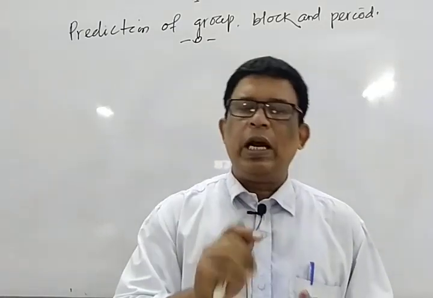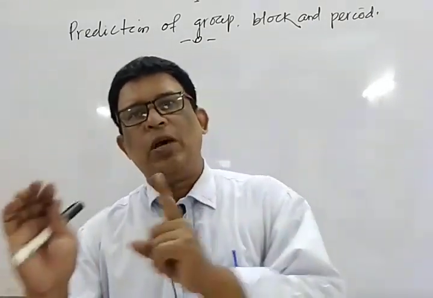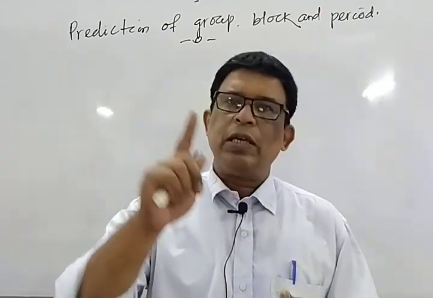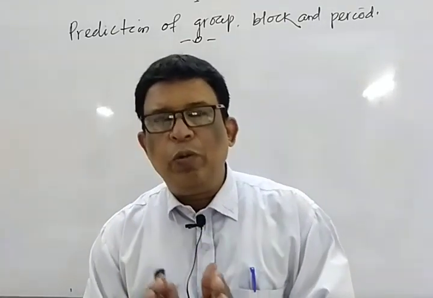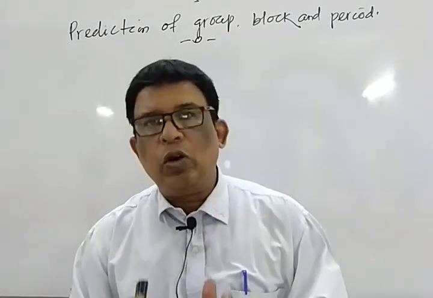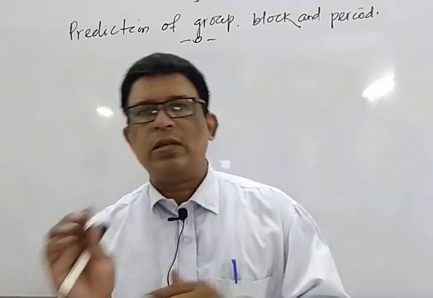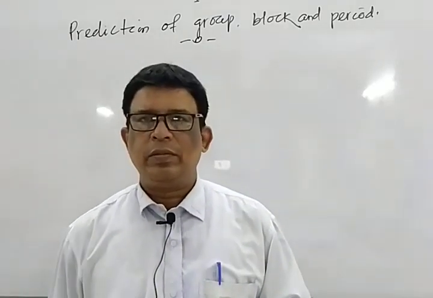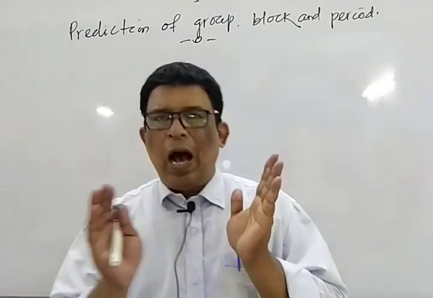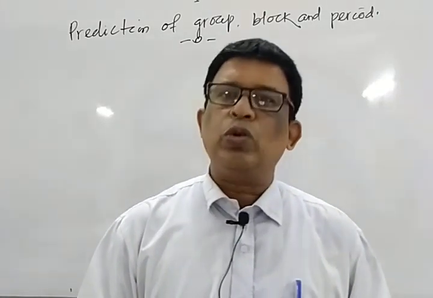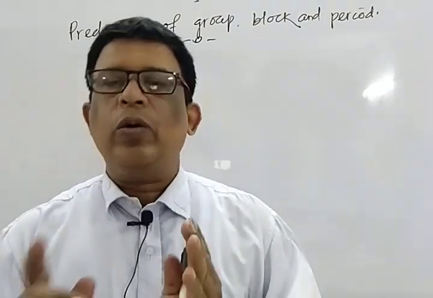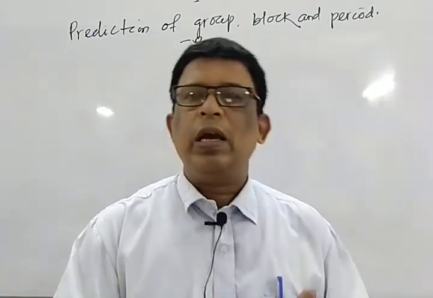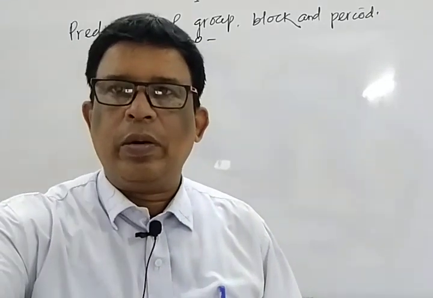In case of p orbital, the group number is equal to 10 plus the number of valence electrons. In case of d orbital, the group number is equal to the number of electrons present in the (n minus 1) d subshell plus the number of electrons present in the valence shell. So let us apply this concept and go through one or two numericals to know in which period and which block an element is placed, and what its group number is.